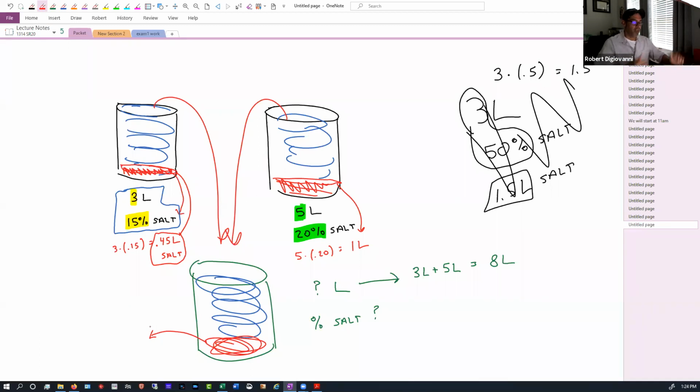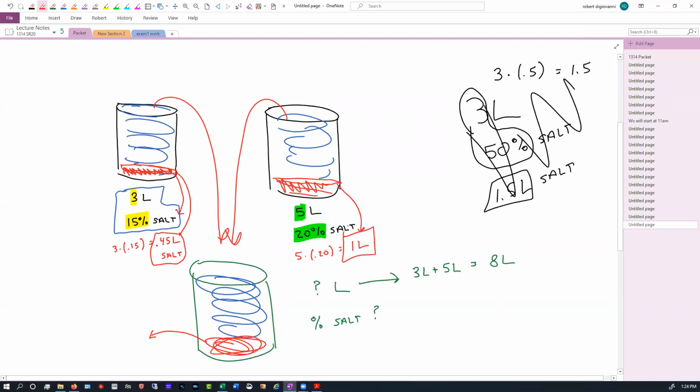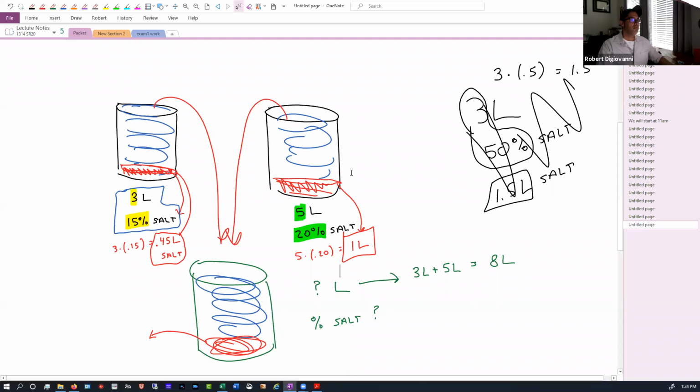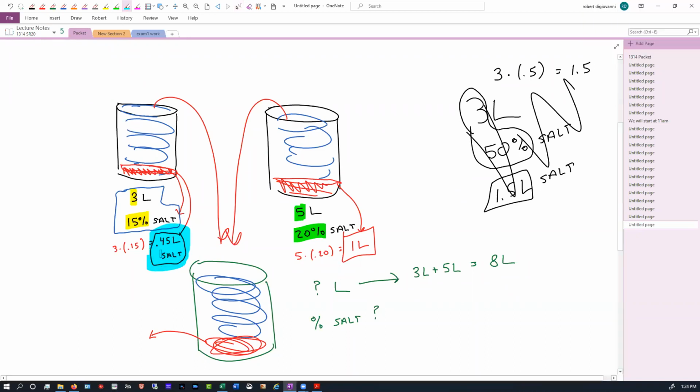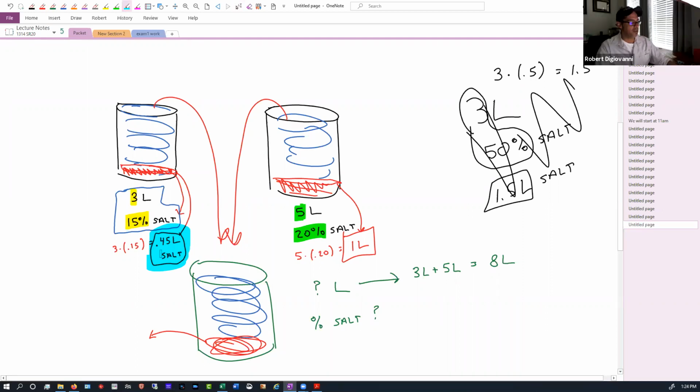What's the salt from both containers, right? So how much is that? How many liters of salt come from the first container? 1.45. Okay, so from the first container is 0.45, from the second container is 1. So you put those together, our new mixture should have 1.45 liters of salt.